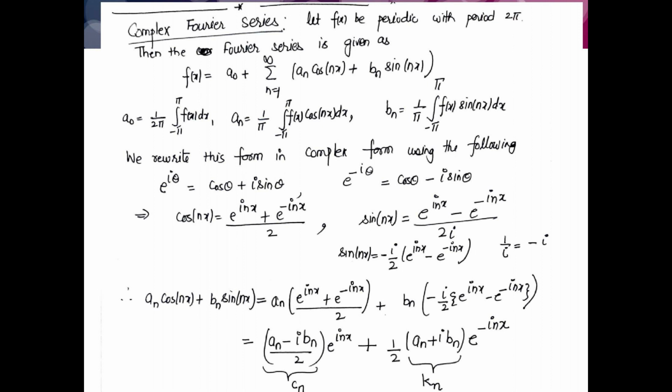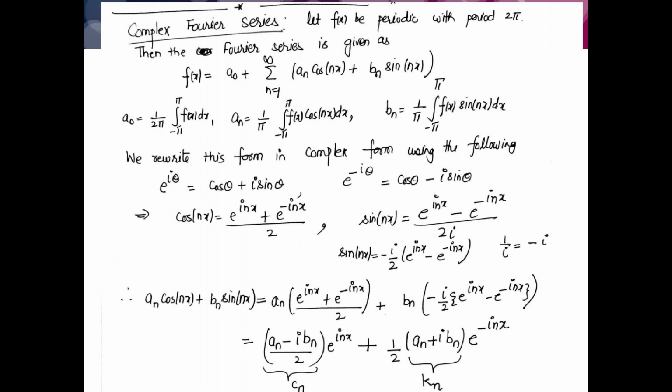Complex Fourier series. Let f of x be a periodic function with period 2 pi and its Fourier series is a naught plus summation over n from 1 to infinity of a n cos nx plus b n sin nx, and the Fourier coefficients are given by a naught, a n and b n defined below.